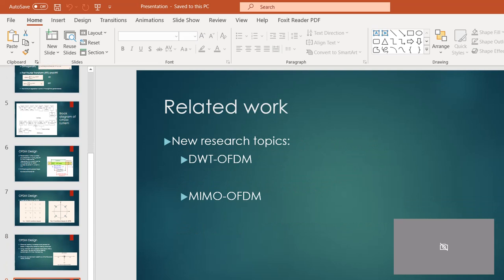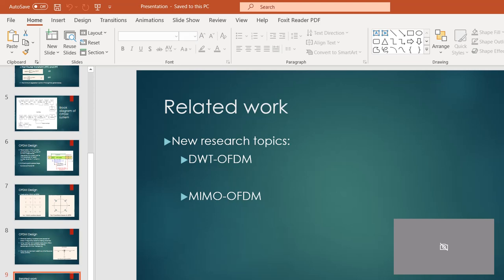Related work: as the conventional OFDM has been widely used and deployed in the real world, nowadays new research topics focus on how to update and improve the conventional OFDM to a whole new level. There are two new types of OFDM nowadays that are quite hot topics. That is DWT OFDM and MIMO OFDM.